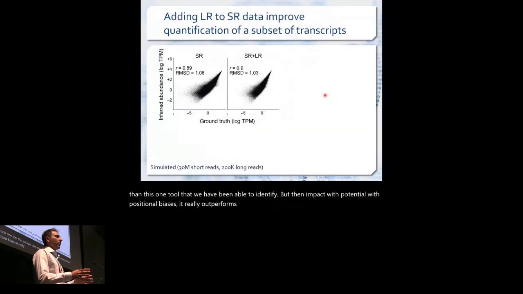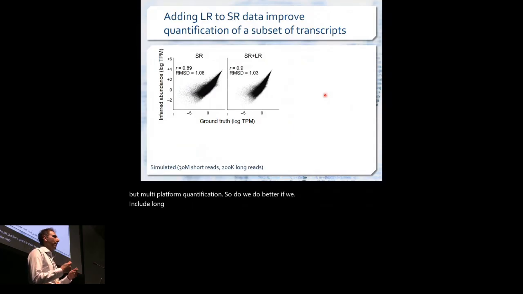Okay, so everything so far has been about short reads, but multi-platform quantification. So do we do better if we also include long reads? What is the advantage of adding long reads to short read data for isoform quantification?